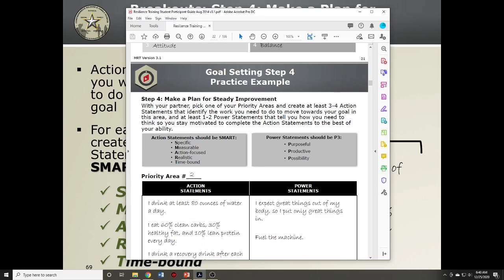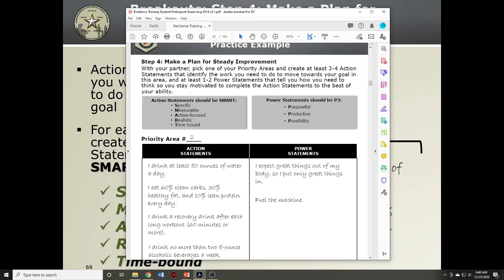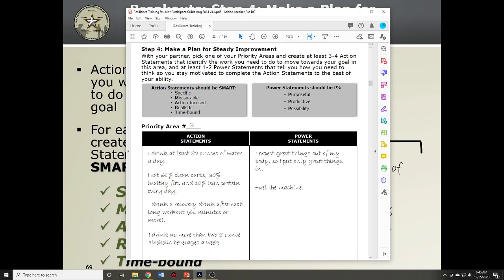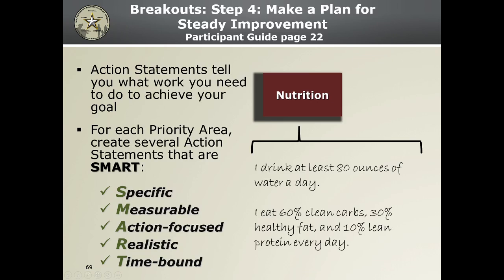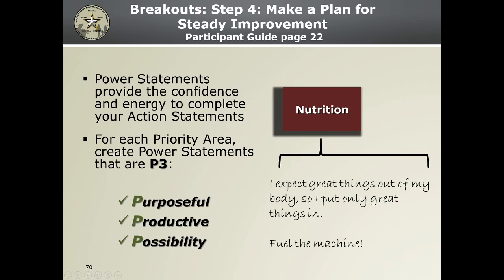So let's move on to the next part of step 4. So step 4 is kind of a 2-phaser. You've got these action statements, which are SMART, and then we have power statements. So let's go back to the slides here for the power statements. So power statements provide confidence and energy to complete your action statements. So these are ways that you kind of pump yourself up to complete the SMART steps that you outlined in the first half of step 4.